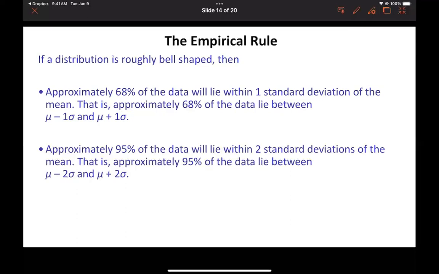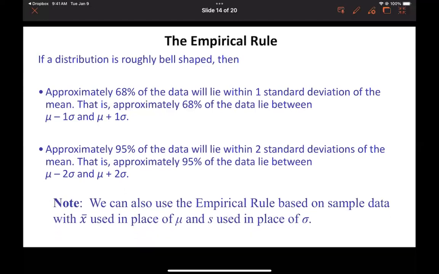Approximately 95% of your data will lie within 2 standard deviations of the mean. So add 2 standard deviations to the mean, subtract 2 standard deviations from the mean. In that range, approximately 95% of your data will lie between those 2 values. You can use the sample data. You just use X bar and S instead of mu and sigma, but I'm not going to be a super stickler about the notation. Just understand what they mean when they give you an X bar rather than a mu.